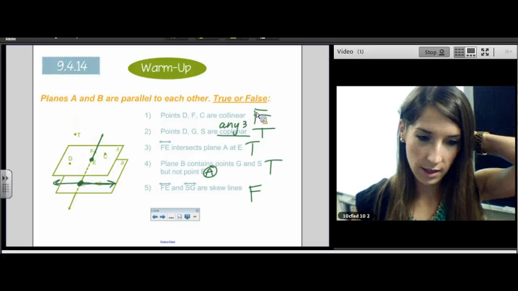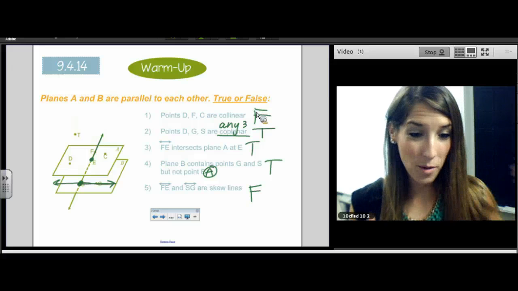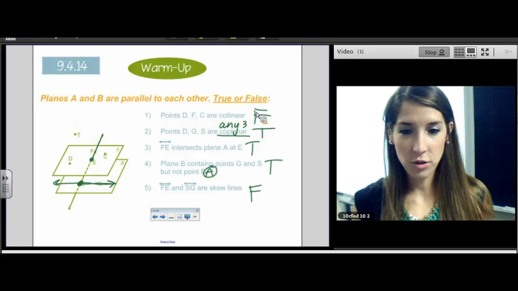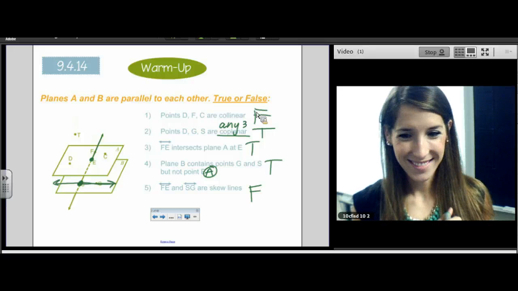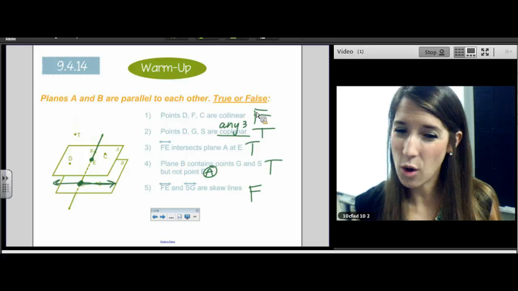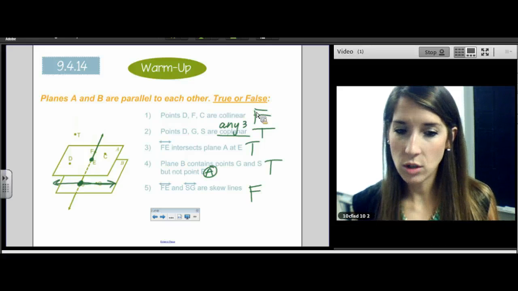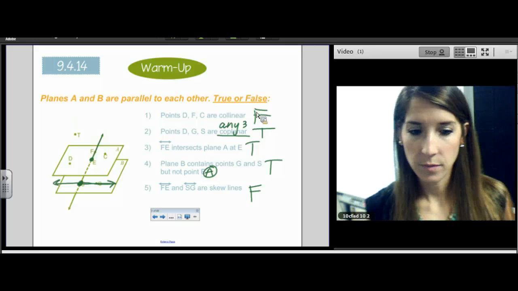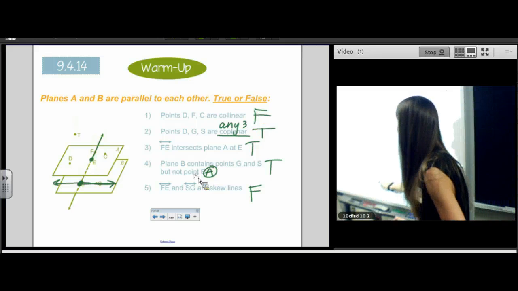They intersect. How'd you do on the warm-up? 100? False, true, true, true, false. Good. I'm not sure if they're perpendicular or not. Actually, they don't look perpendicular, but they do intersect. Intersect and perpendicular are 2 different things, so be careful with that word.